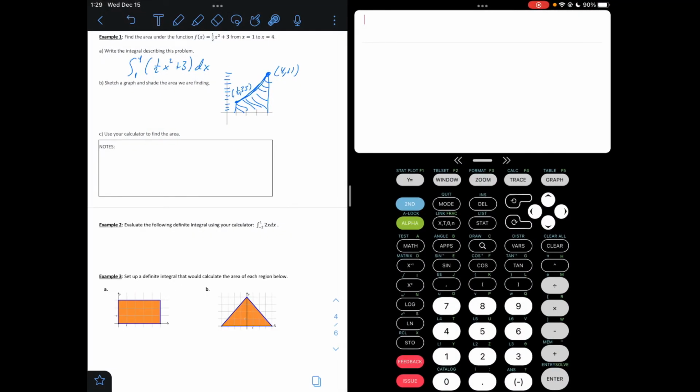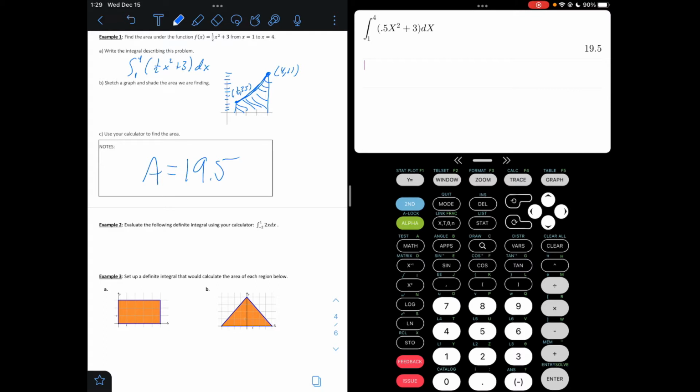All right, and we're going to go to our home screen and go to math. Number 9 says FNINT, which is function integration. So hit number 9, and it should bring up something that looks like this. We want to go from 1 to 4. Type in the function here, so 0.5x squared plus 3 dx. If we hit enter there, we should get 19.5, it looks like. So our area is 19.5 under that curve.